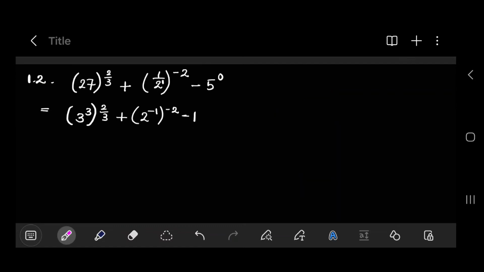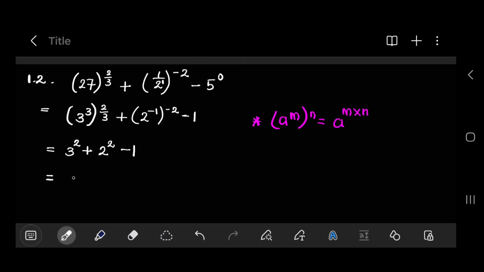We're now going to focus on simplifying the brackets, and how we do that is we apply a law of exponents that says when you are raising a power to a further power, you multiply both exponents together. So applying that to the base of 3, we multiply the exponents. 3 times 2 over 3 gives you 2, plus. Now we have the base of 2. Negative 1 times negative 2 gives you positive 2. And then we have minus 1.